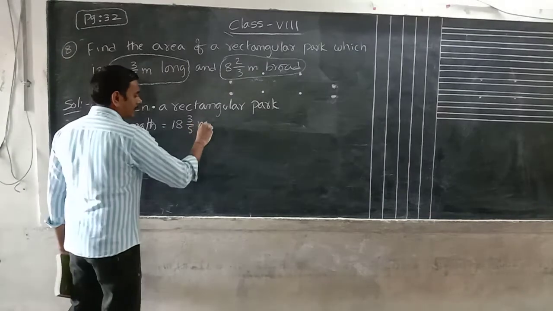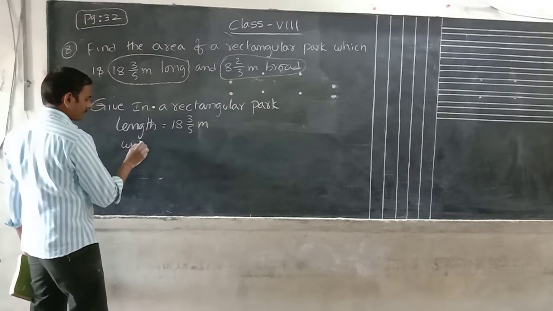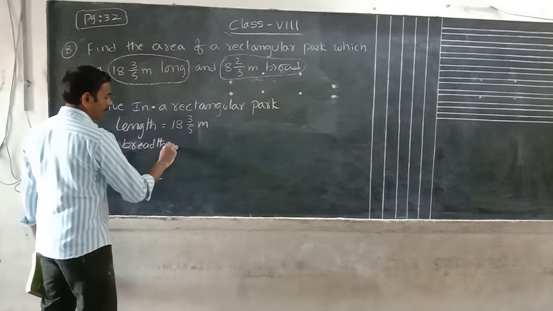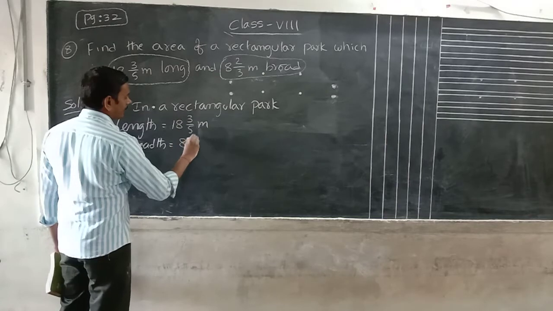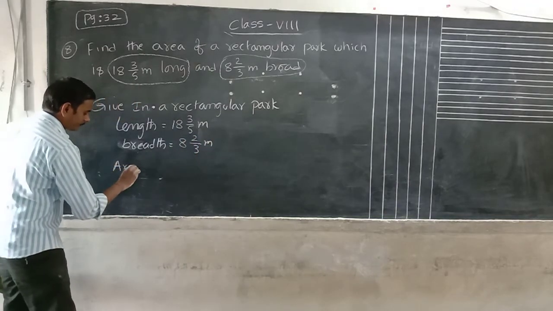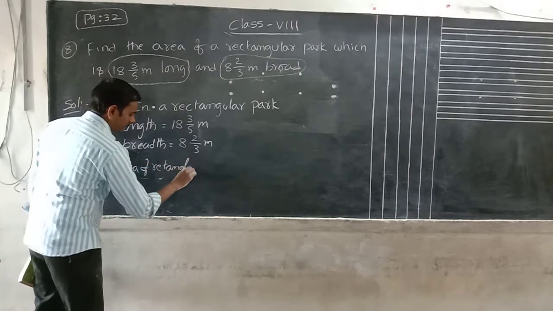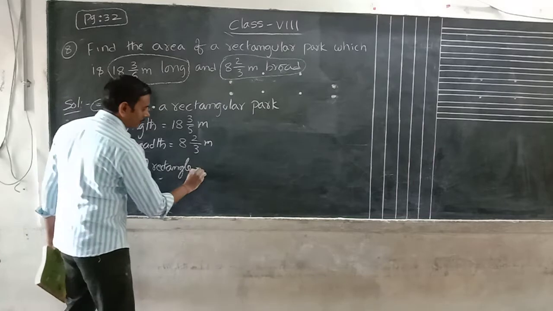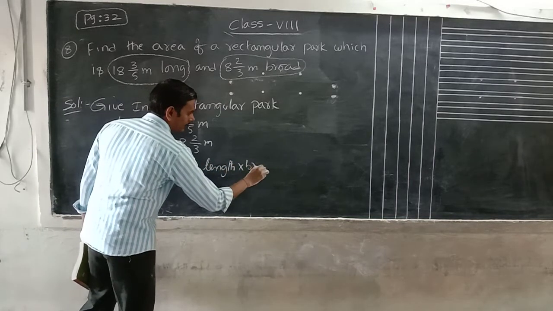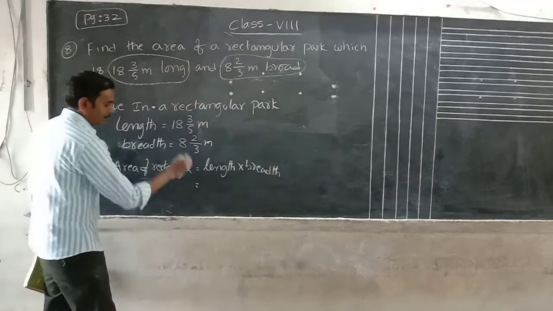First, what is the given that one? 85 meters. Width equal to breadth, breadth given 82 by 3 meters. Now, area of rectangle equal to, formula length into breadth. Area of rectangle formula what is? Length into breadth. Okay, what is the length here?